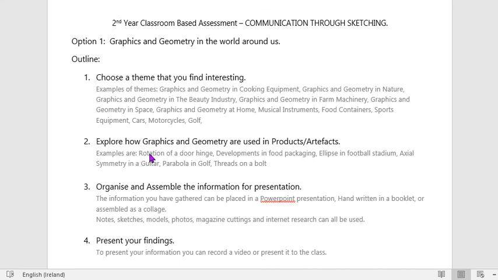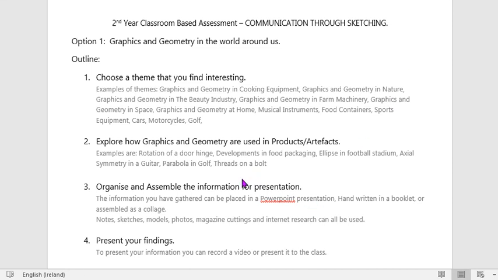So a rotation, we studied rotation a couple of months back. Rotation, when you open a door, you've got rotation of a door hinge. When you flatten out food packaging, it's development. So we studied development, so that's a practical use of developments. Lots of football stadiums are in the shape of an ellipse, so to make it curved and so that everyone can see, it's an elliptical shape. You have axial symmetry in a guitar, so we'll say the head of the guitar is in the shape of an axial symmetry, meaning one side is exactly the same as the other. When you hit a golf ball or kick a football or any type of ball, you create a parabola.